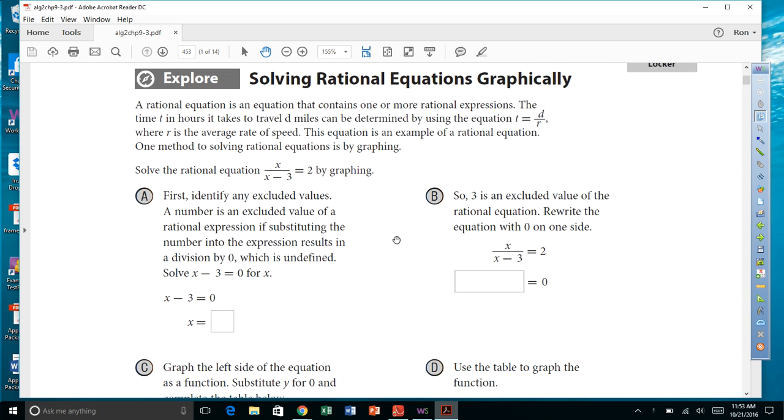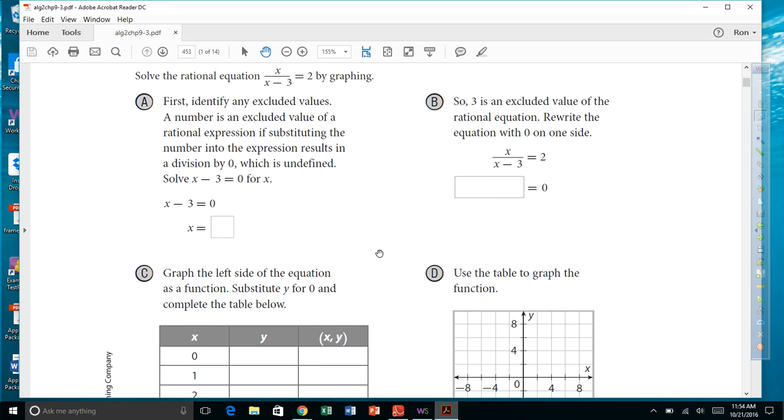Solving rational equations graphically. A rational equation is an equation that contains one or more rational expressions. The time t in hours it takes to travel d miles can be determined by using the equation t equals d divided by r, where r is the average rate of speed. This equation is an example of a rational equation. One method for solving rational equations is by graphing. So we're going to solve the rational equation x divided by x minus 3 equals 2 by graphing.